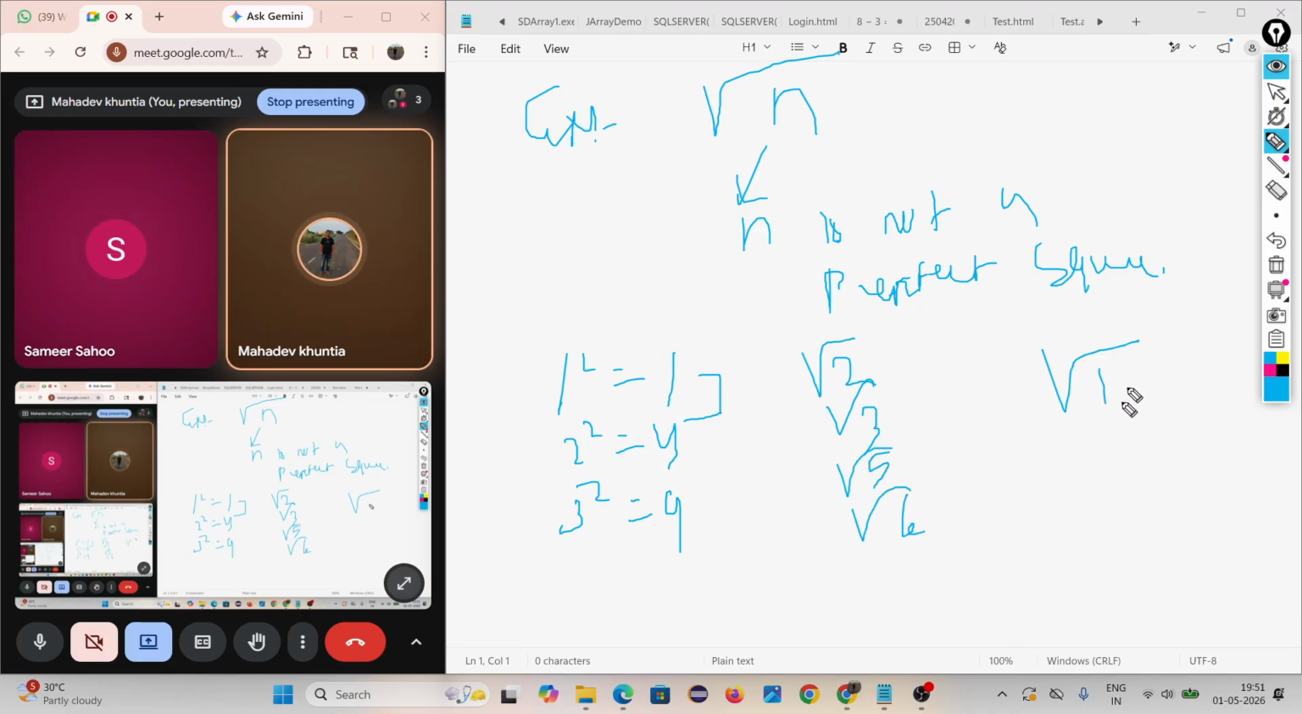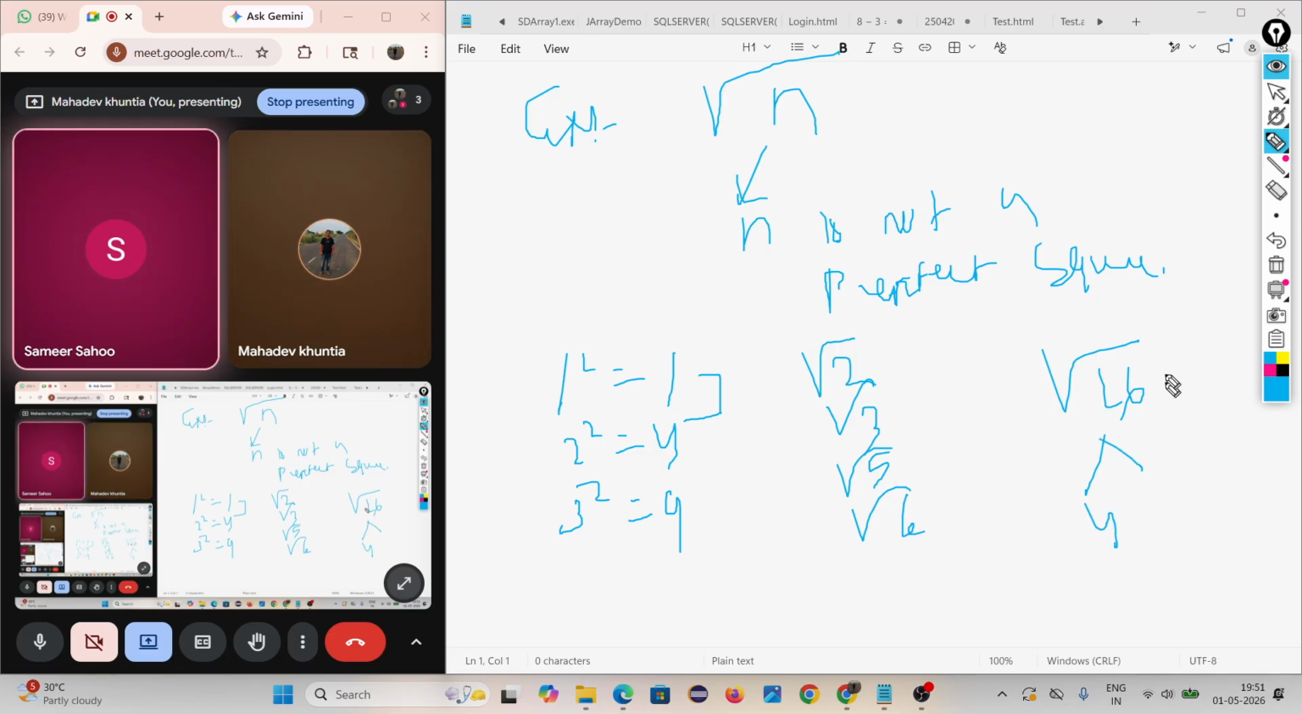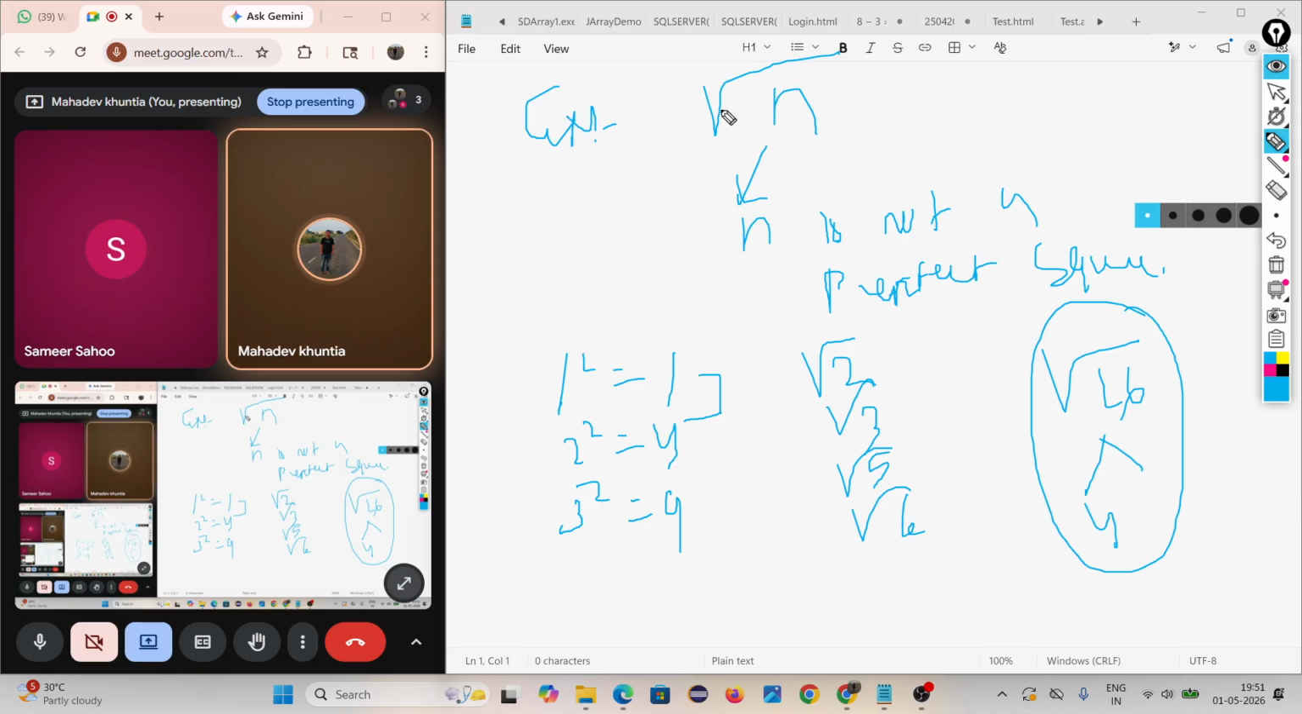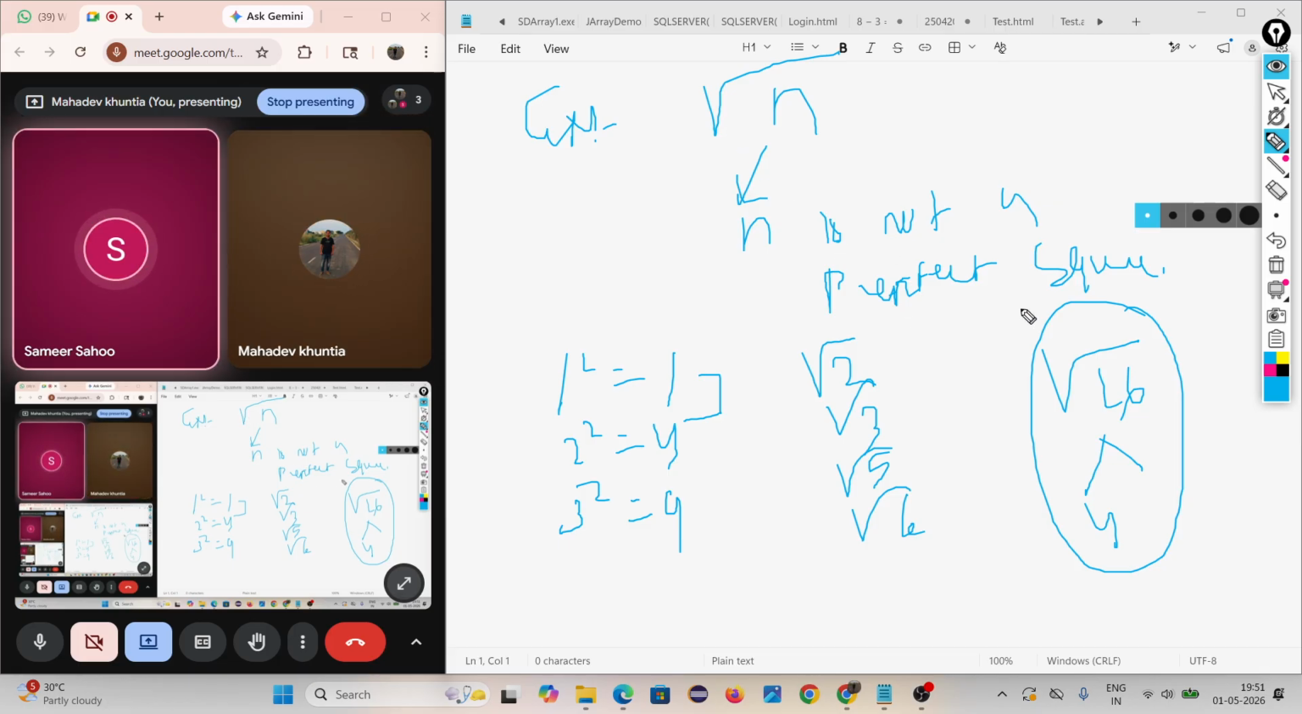Remember, if you take root of 16, I am able to remove the square root, it is 4. So it is not an irrational number. You remember this thing? For example, how do you identify whether the given thing is irrational or not? Only if n is not a perfect square.